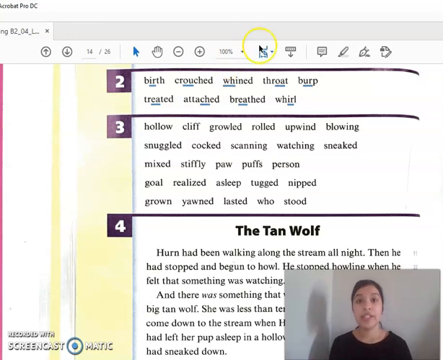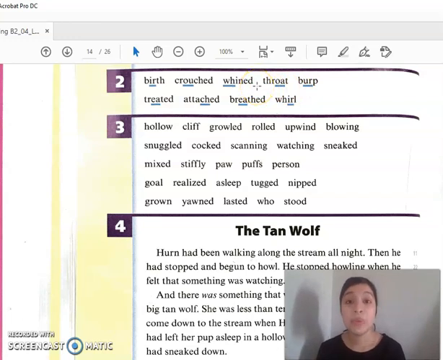Yes, crouched. Next word, what sound? Yes, ooh, whole word. What word? Yes, wind. Next word, what word? Yes, oh, whole word. What word? Yes, throat. Next word, what sound? Yes, whole word. What word? Yes, burp. Next word, what sound?